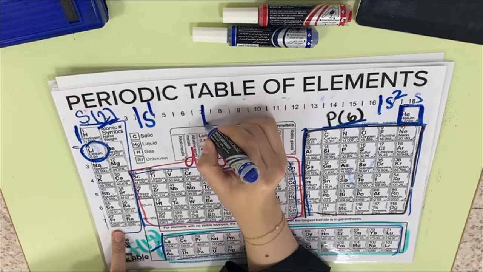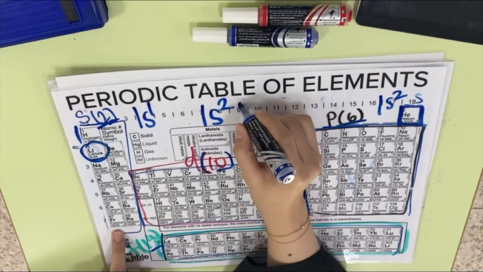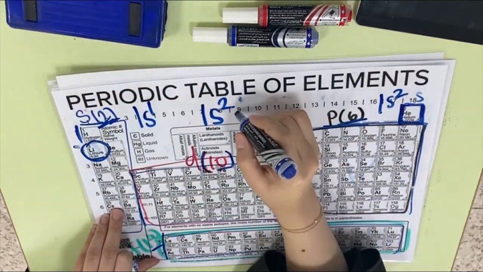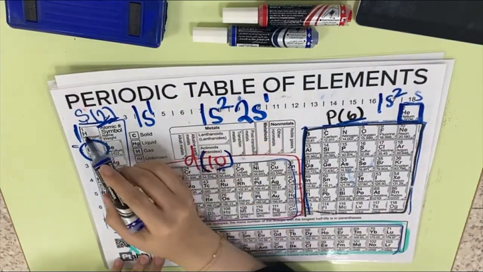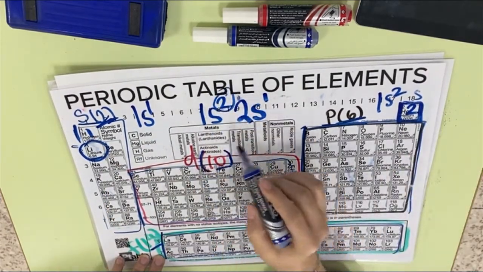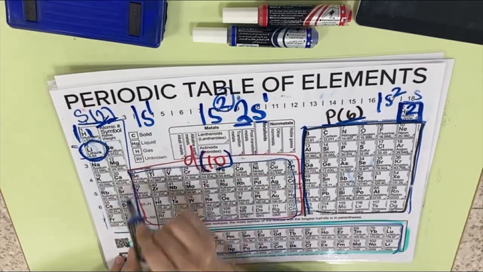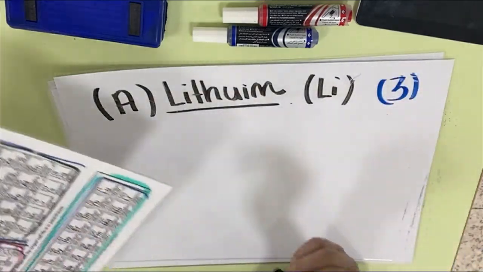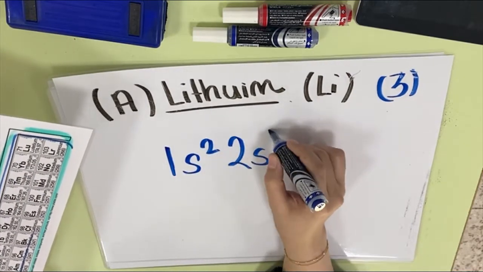So now we have 1s2, and then lithium is 2s. Lithium is 2s1. How? First, second, which is why we got 2 at the top, and then the second row, which is why we have 2 here, S because it's located in the S block, and 1 because it's the first one. So the electron configuration for lithium is 1s squared 2s1.